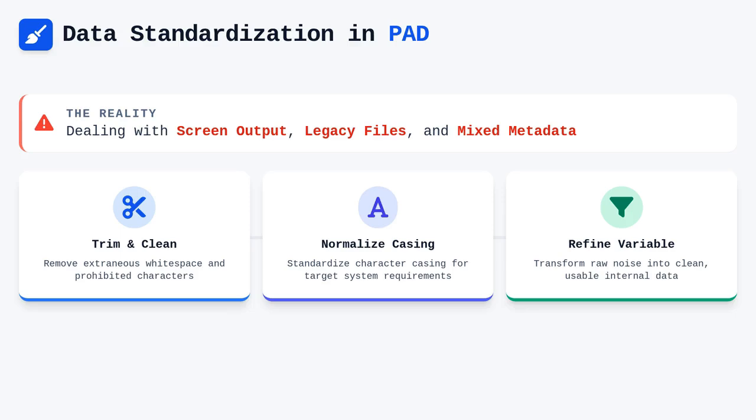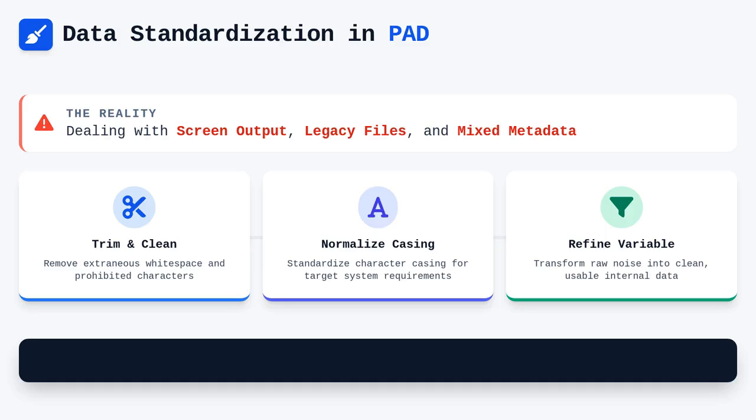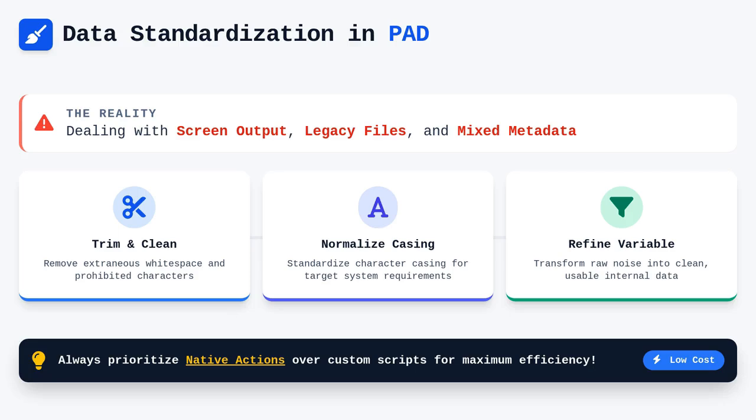When you encounter a block of text, the first step is often to standardize it using simple operations like trimming whitespace, changing the casing to match your target system's requirements, or using replace actions to remove prohibited characters. By chaining these operations together, you create a pipeline that gradually refines raw data into a usable variable. These actions are computationally inexpensive and should always be your first choice before reaching for more complex logic. Keeping your flows clean starts with knowing exactly which native transformation action fits the current requirement.